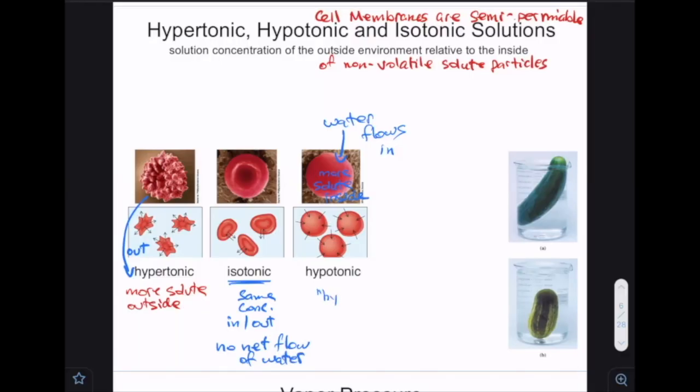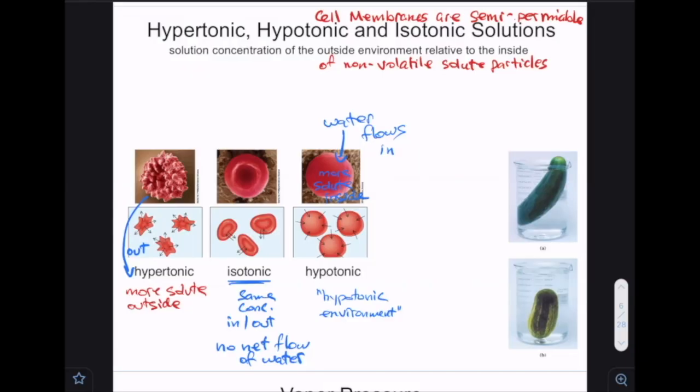So in this case, we would say that the cells are in a hypotonic environment, or a hypertonic environment, or an isotonic environment. So the words themselves are easy. All you really have to remember is that it's the outside relative to the inside of which way it's going.